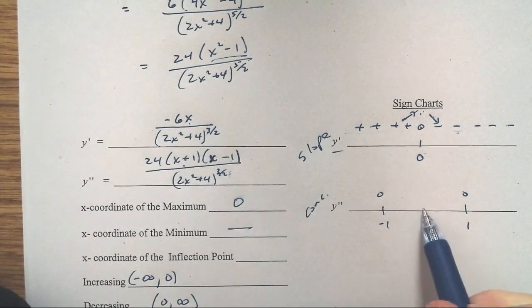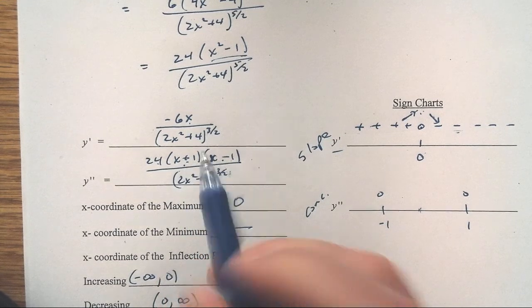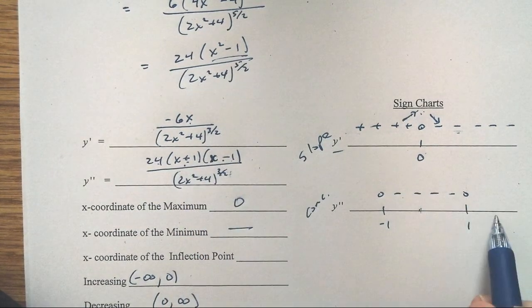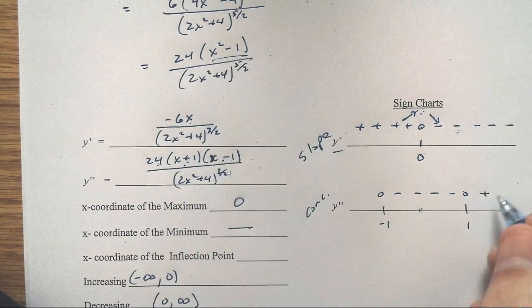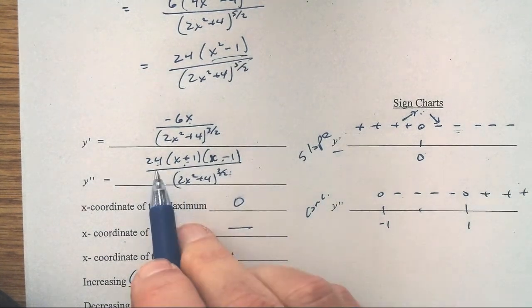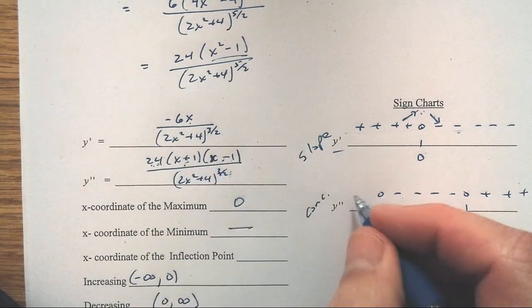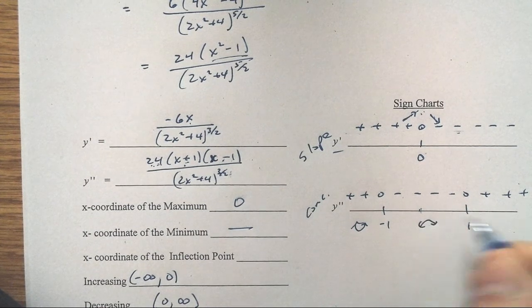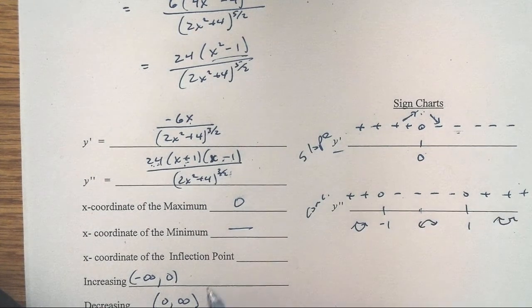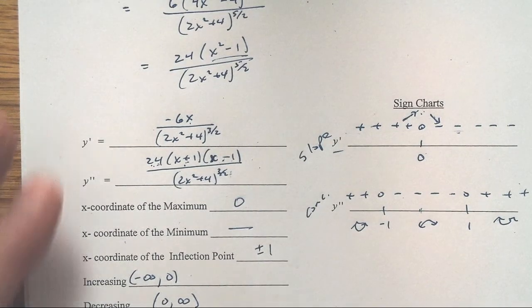Let's try something in between here, like 0. Put in 0, I get 24 times 1 times negative 1. That's a negative. Put in 2, I get 24 times a positive times a positive. That's positive. Put in negative 2, 24 times negative, that's a positive. Our graph cups up, cups down, cups up, giving us inflection points at plus or minus 1.